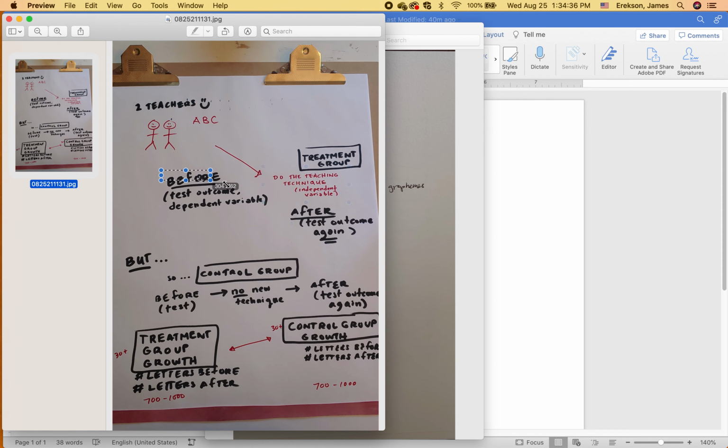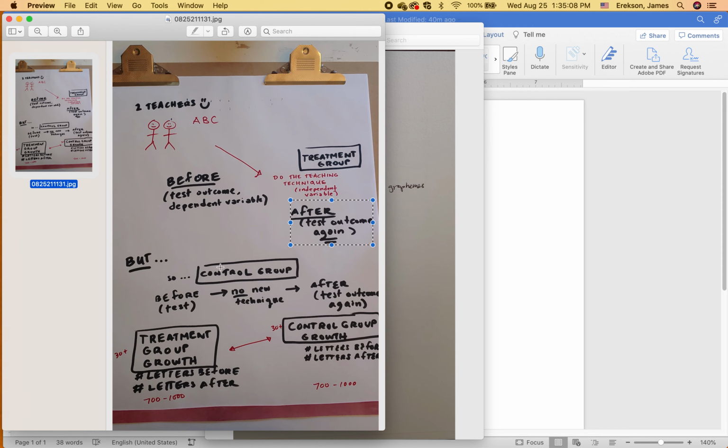So maybe at the beginning of the school year, they do this test on letter naming, and then at the end of the year, they do the same kind of test again. And throughout the school year, they give the kids the treatment, the teaching technique, or the independent variable. So we have this test, or the dependent variable, happening before and after so that we can see what growth is like.